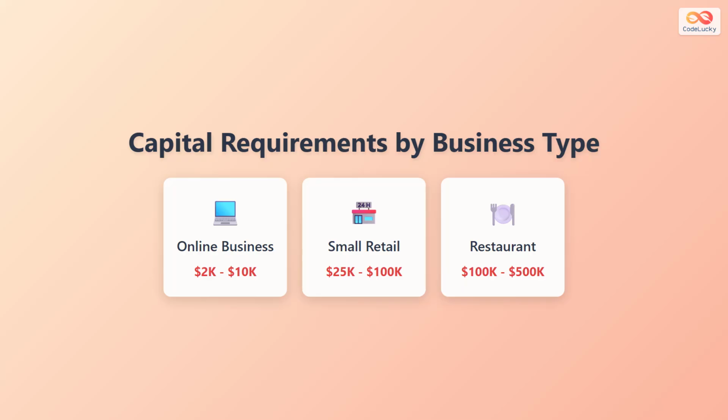Capital requirements vary dramatically depending on your business type. An online business might need only $2,000 to $10,000, as it has minimal physical overhead. A small retail store typically requires $25,000 to $100,000 for inventory, location, and setup. A restaurant business is much more capital-intensive, often needing $100,000 to $500,000 due to equipment, licensing, inventory, and location costs. Understanding these ranges helps you choose a business model that matches your financial capacity.